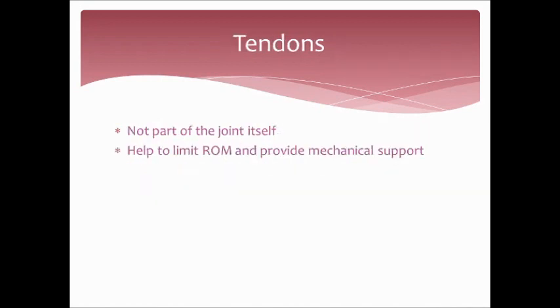A tendon is not part of the joint itself, but typically tendons cross joints. It helps to limit the range of motion of the joint to provide a little bit more stability and mechanical support. An injury to a tendon where it's a little overstretched is called a strain.